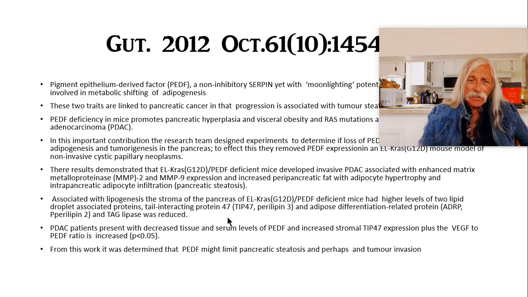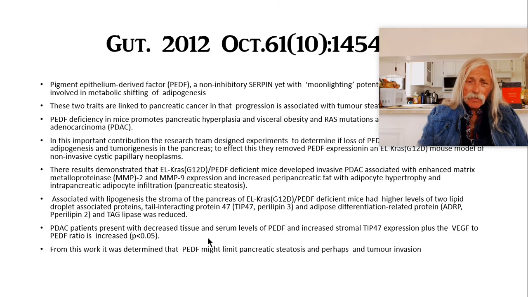You get pancreatic steatosis. Now, associated with the lipogenesis you're getting pancreatic steatosis, that's lipogenesis. And the stroma of the pancreas of those KRAS G12D mutant PEDF-deficient mice had higher levels of two lipid droplet associated proteins. They had the tail interactive protein 47, also known as TIP47, also known as perilipin 3. Remember, it's a protein associated with that unit membrane around the oil droplet. And another protein called adipose differentiation related protein, or ADRP, also known as perilipin 2. And TAG lipase was also reduced. So that means that you don't get fatty acids being generated outside that oil droplet.